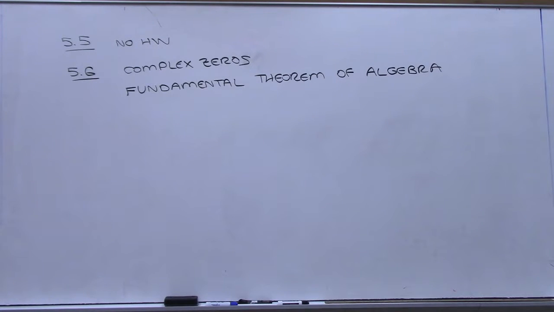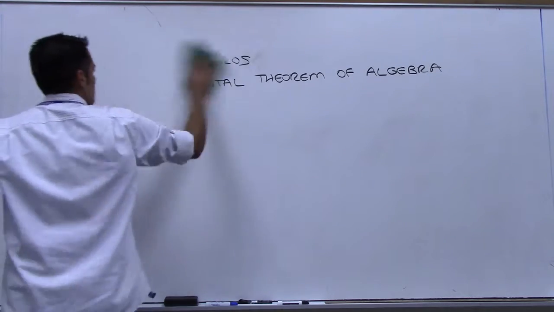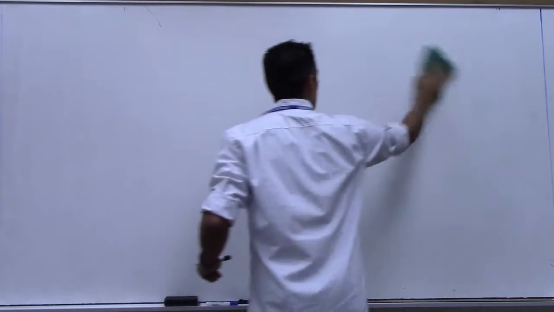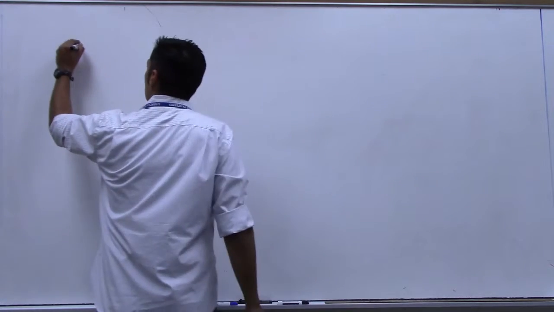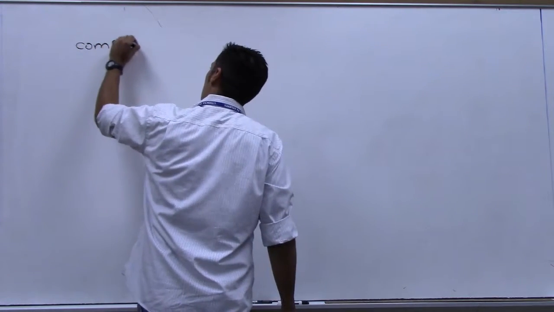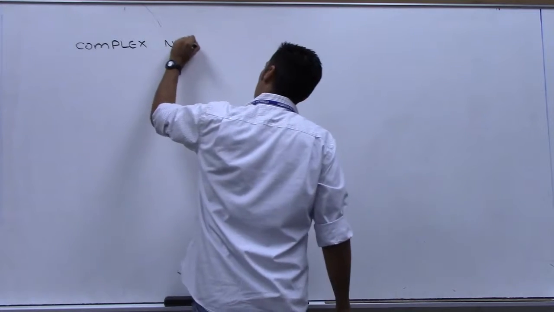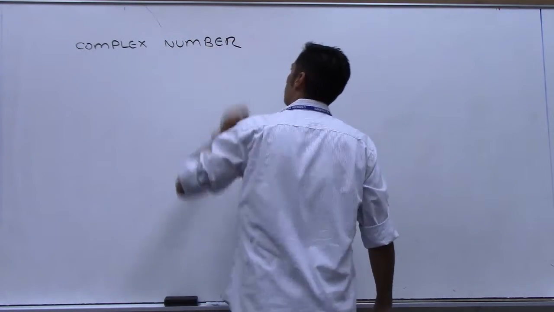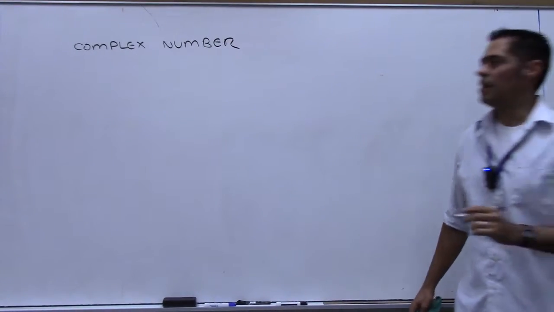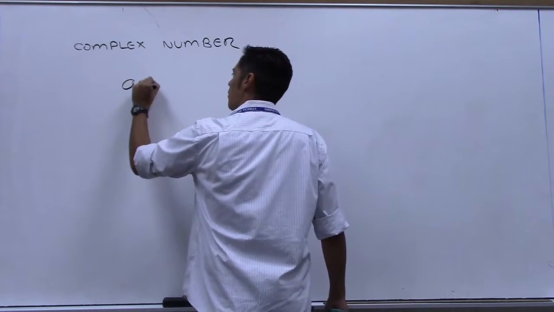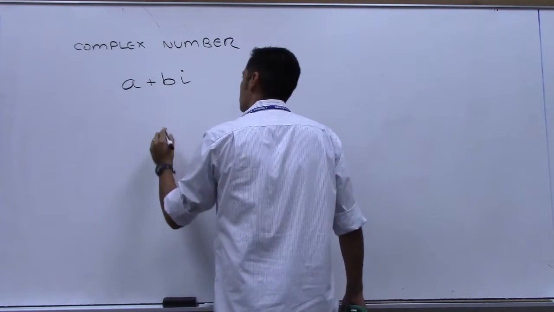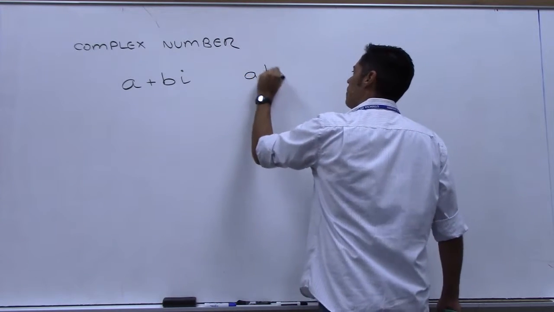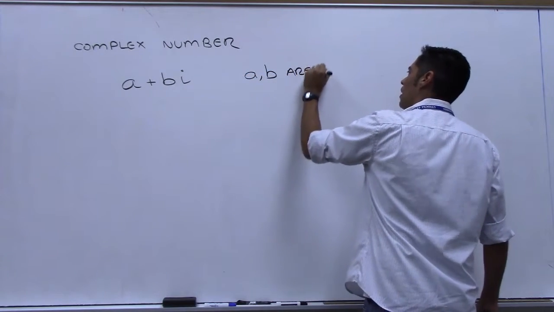All right, so we're going to talk about 2 different things: complex zeros and the fundamental theorem of algebra. They are very much connected to each other. So let's first revisit this whole idea of a complex number. A complex number is any number that looks like this: a plus bi, where a and b are real numbers.